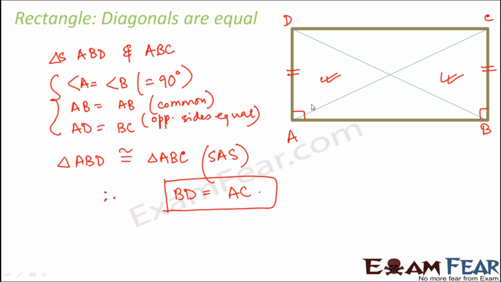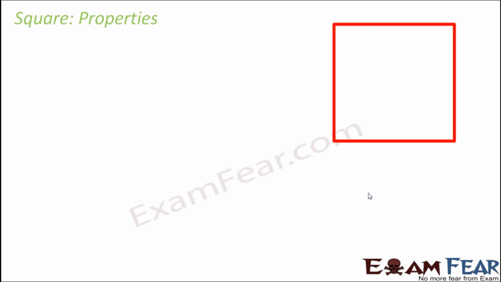And what are BD and AC? BD and AC are nothing but the diagonals. So we have actually proved that the diagonals are equal in case of a rectangle. Let us now look at a square.